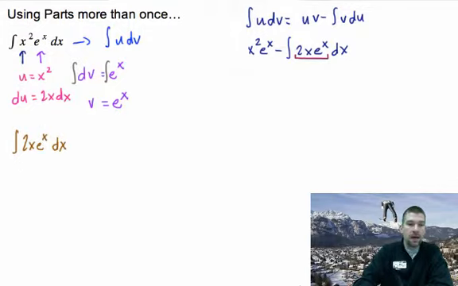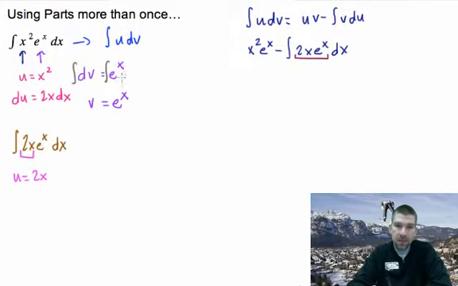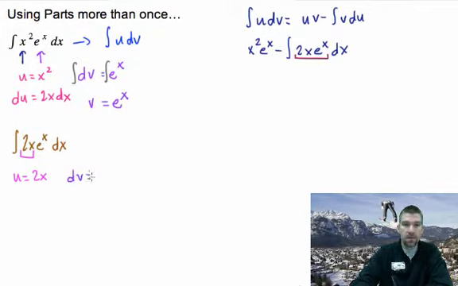And I'm going to allow this guy right here to be my u. And if you pick dv to be e to the x, then if we have to do integration by parts more than once, always pick dv to be e to the x. All right, so now what we're going to do is take the derivative of u. So that's going to be du equals 2 dx. We're going to integrate dv. And we love this one because when you integrate e to the x, it's e to the x.